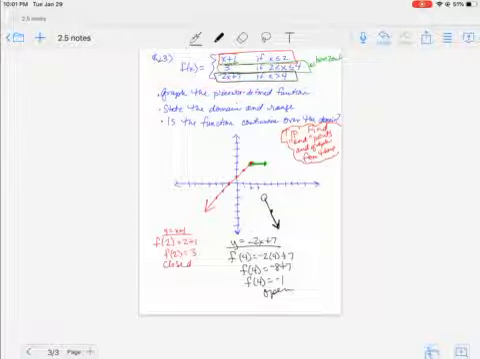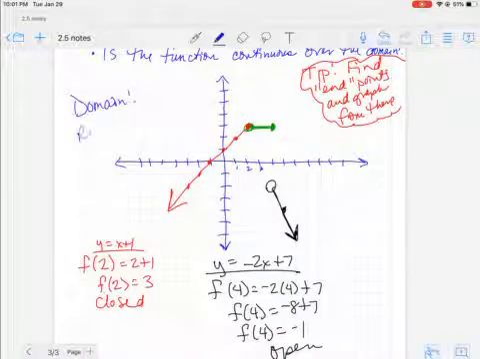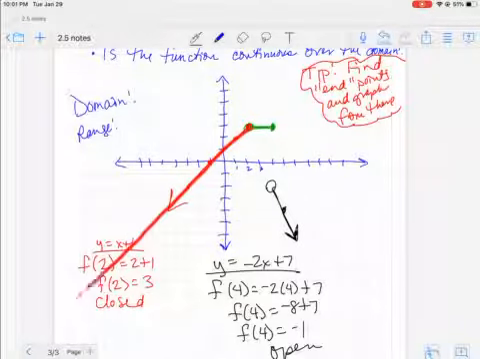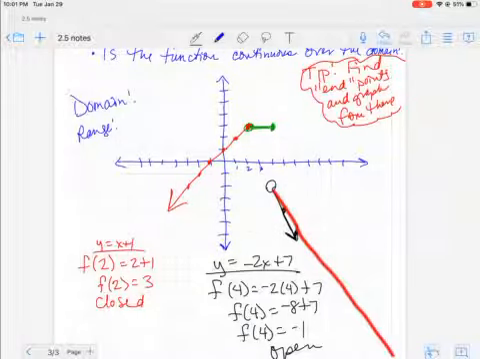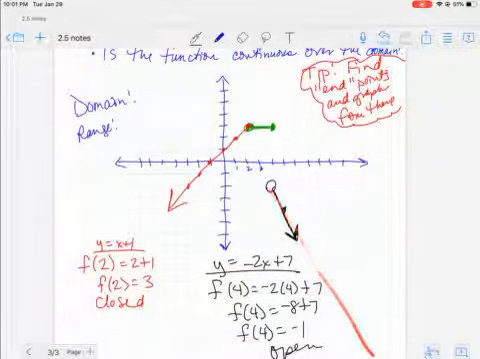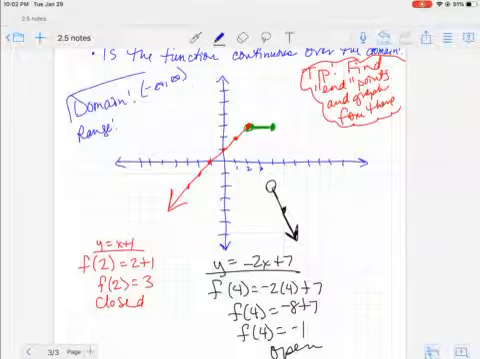The next thing I'm charged with is to state the domain and the range. Remember, the domain are your x values and the range are your y values. So let's do this. What is the domain? Remember, we said look at your arrows. What's happening with this arrow? Goes on forever in that direction. What's happening with this arrow? Goes on forever in that direction. What is the actual x values of this function? The actual x values are from negative infinity to positive infinity.